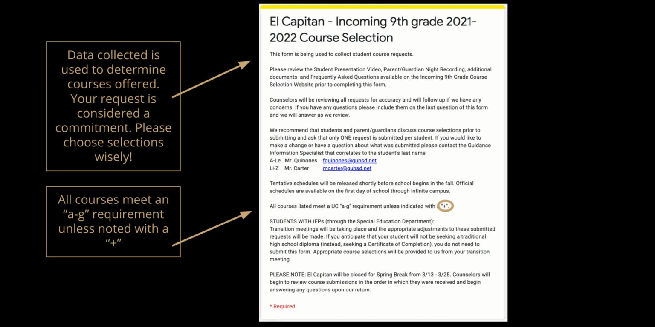Another thing I want to note is on the course selection requests on the Google form, there are pluses next to certain courses. All of our courses meet UC CSU A through G requirements unless they're indicated with this plus sign. So please note that plus sign next to courses that do not meet A through G requirements.